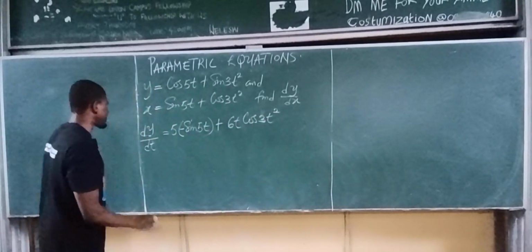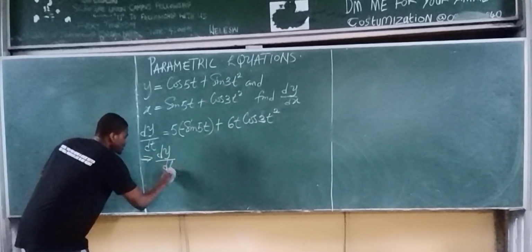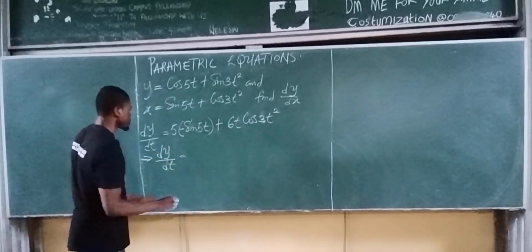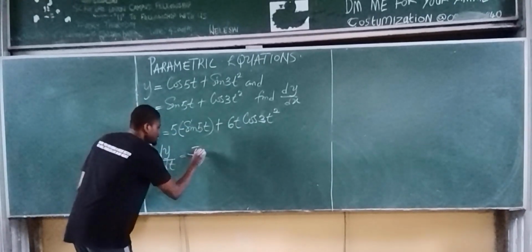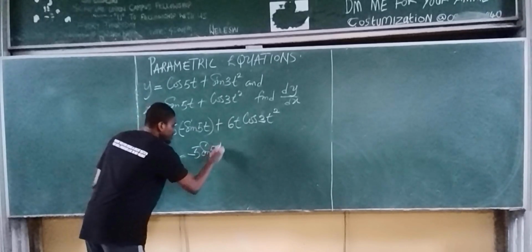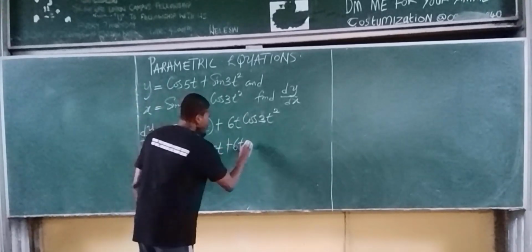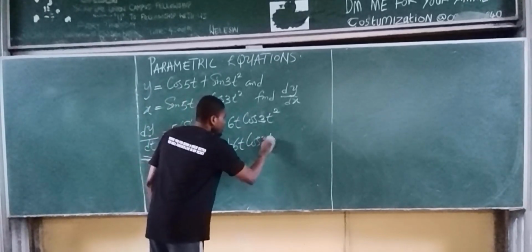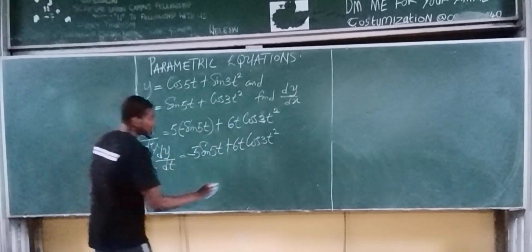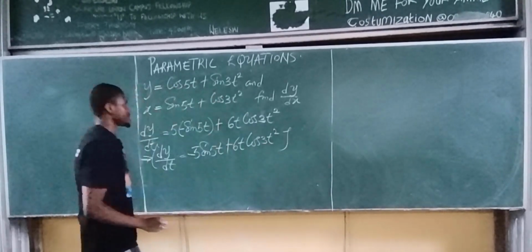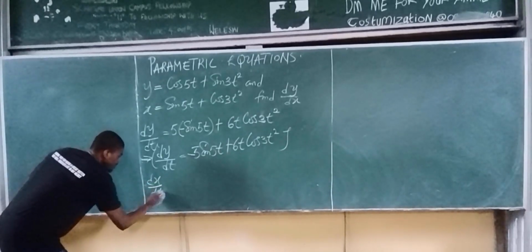Okay, so this now implies that dy/dt itself is equal to, of course, 5 times minus sine 5t gives me minus 5 sine 5t, plus 6t cos(3t squared). So you can keep this aside for dy/dt. Next is to find dx/dt.